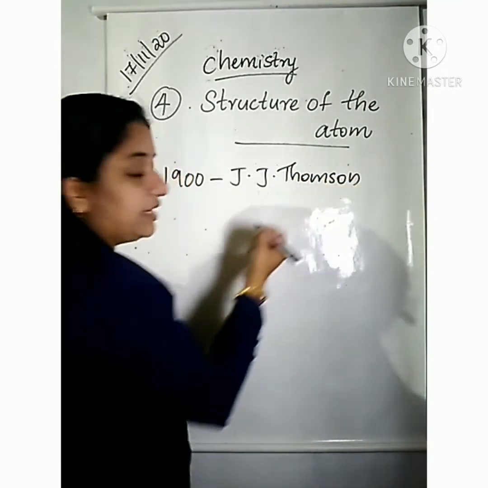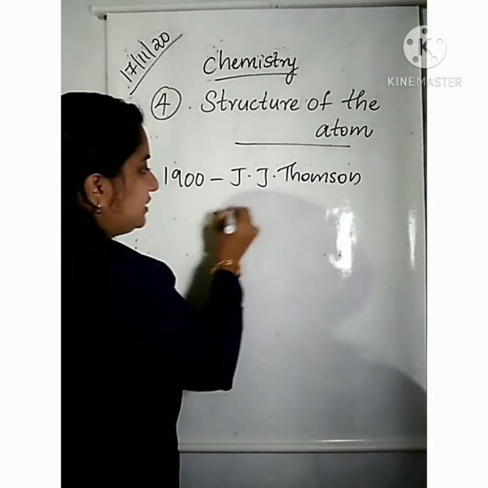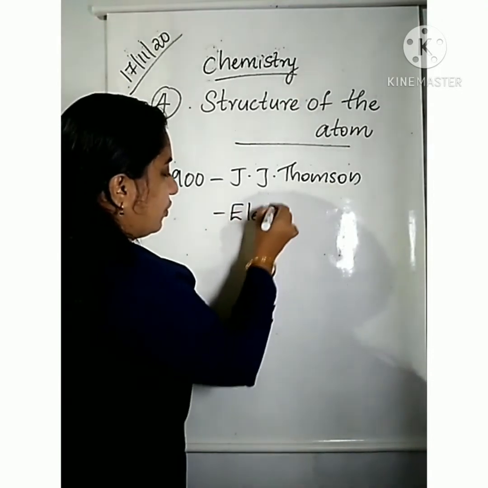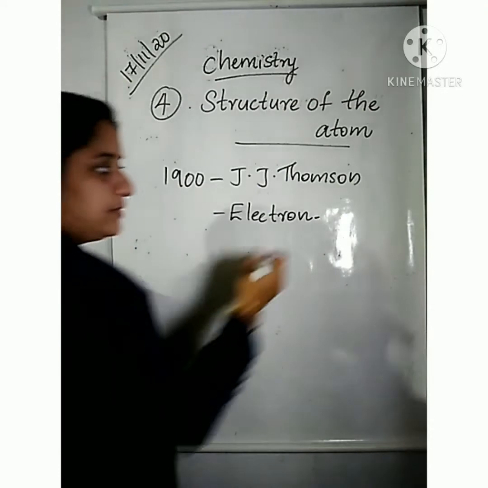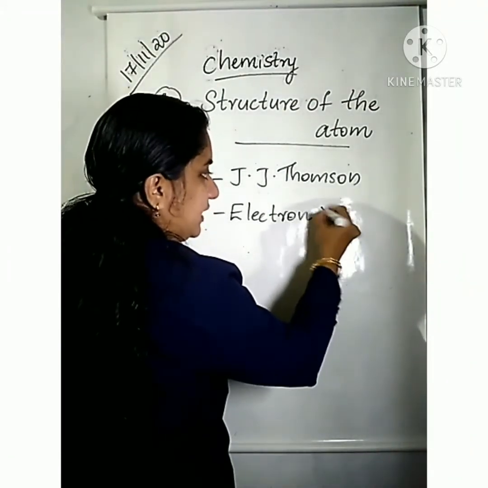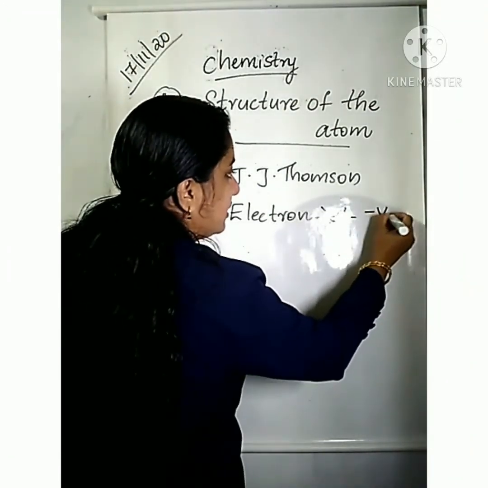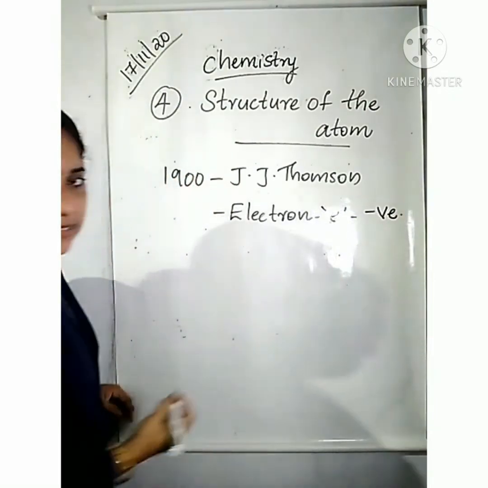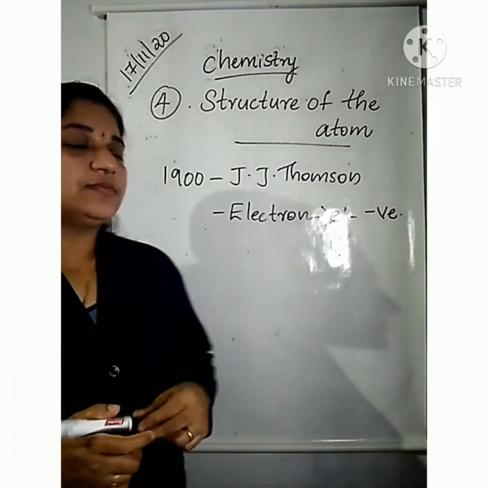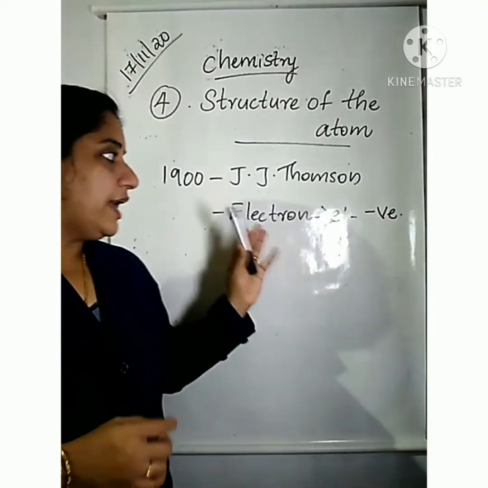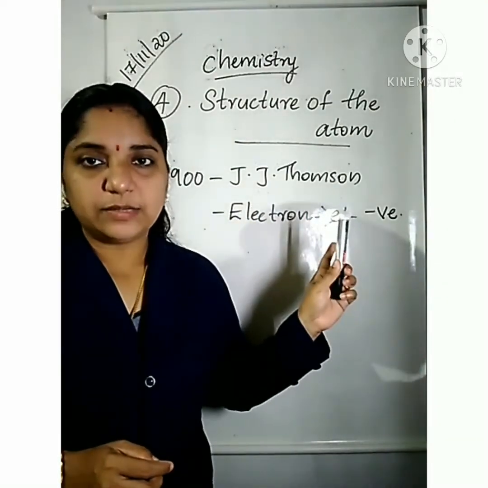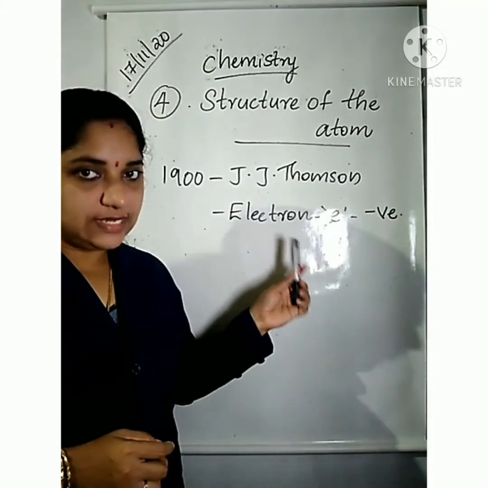J.J. Thomson identified a subatomic particle known as the electron. It is represented by the small letter e and it has a negative charge. He proposed that the atom contains only one subatomic particle, known as the electron.